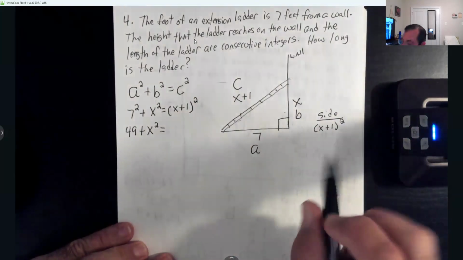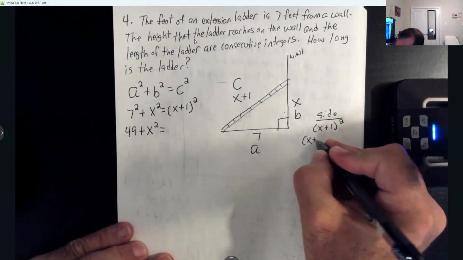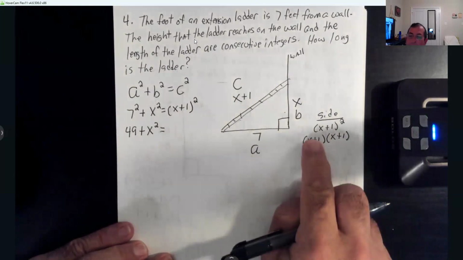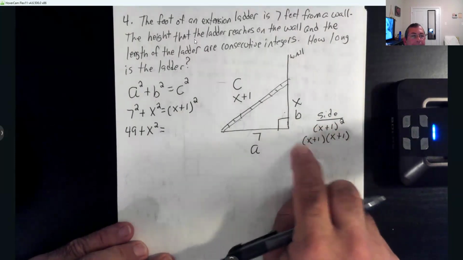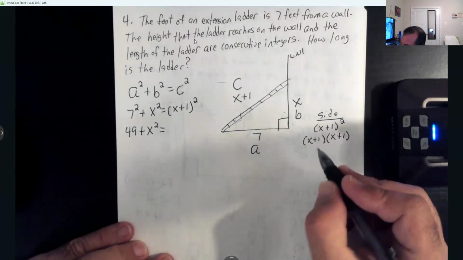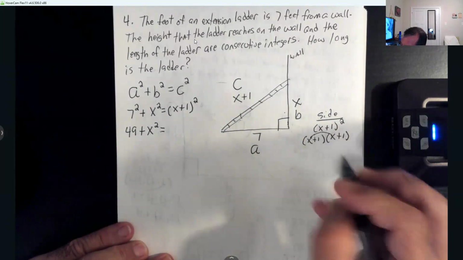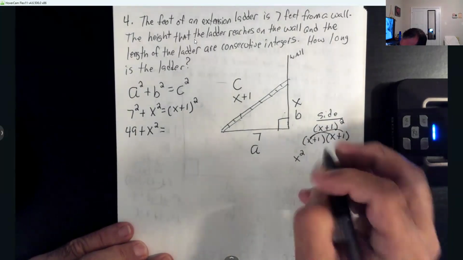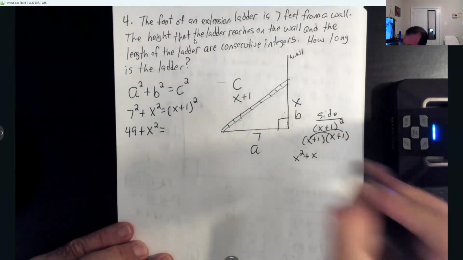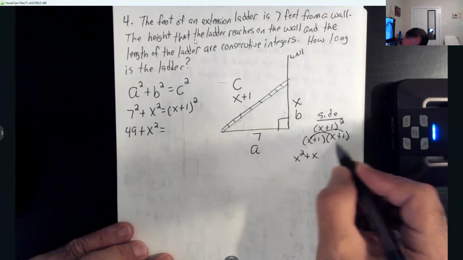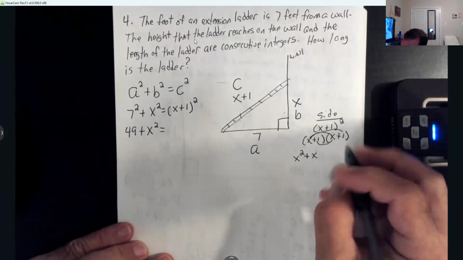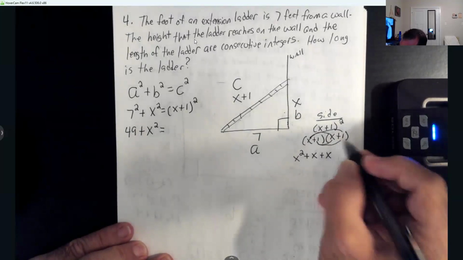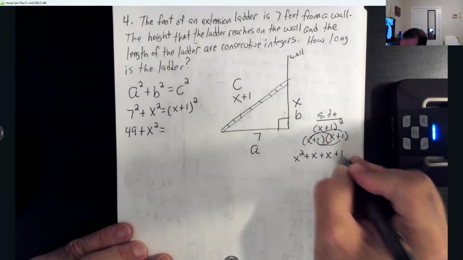So x plus 1 squared means we got x plus 1 times x plus 1. So we got to FOIL this one again. Okay. So y'all, x times x is x squared. X times 1 is 1x. Then we distribute the 1. 1 times x is 1x. 1 times 1 is 1.